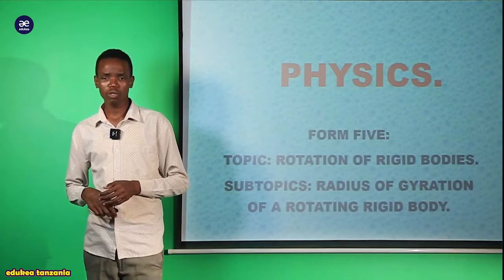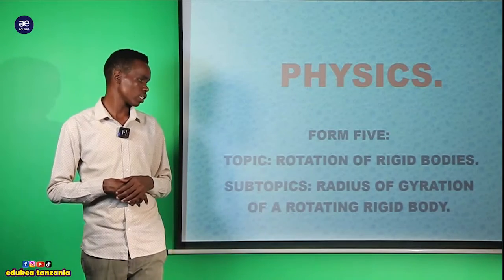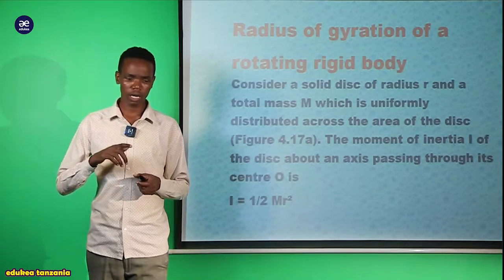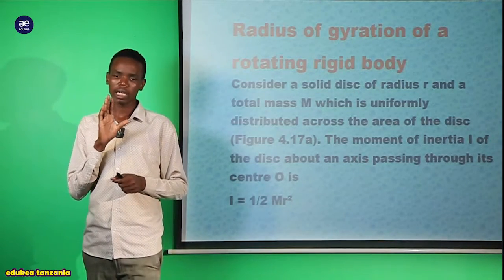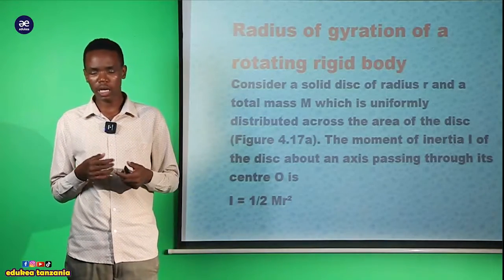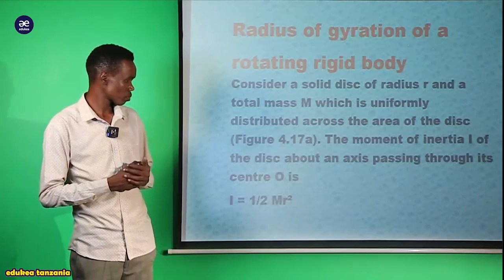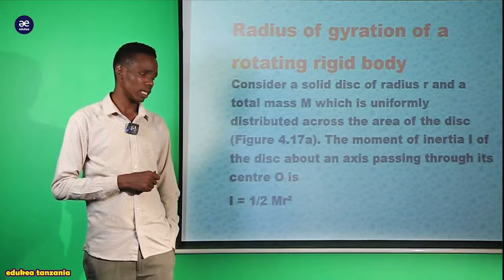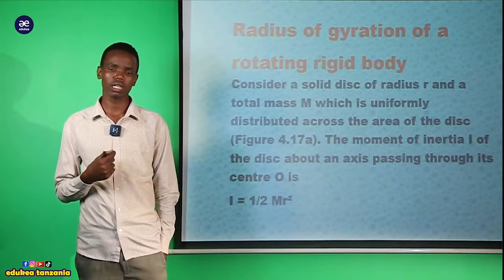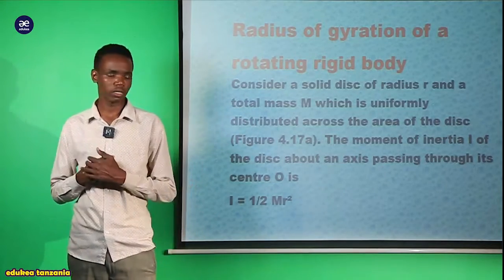So now today we are going to see the radius of gyration of a rotating rigid body. Now we could have a rigid body trying to rotate on an axis. How can we demonstrate the radius of gyration? That is what we are going to see in today's discussion. So let us look at the concept and consider some figures in order to identify the definition of the radius of gyration.